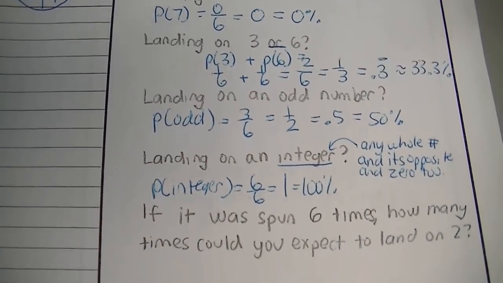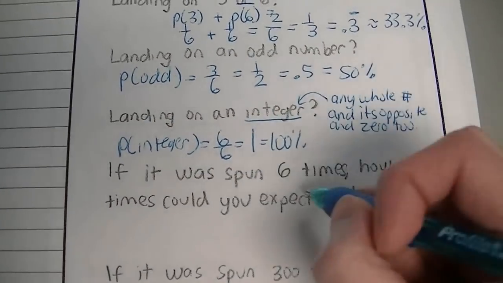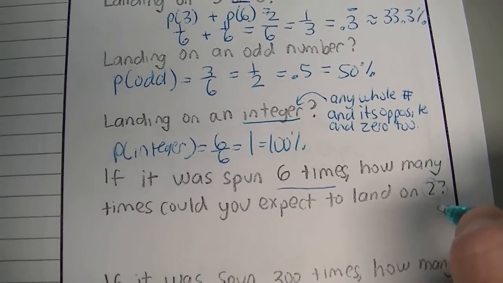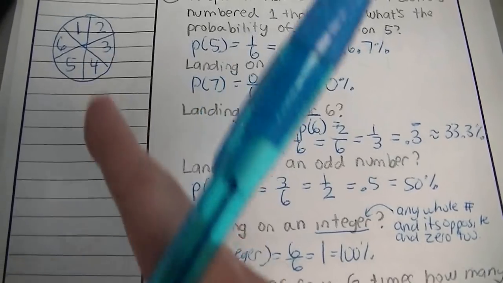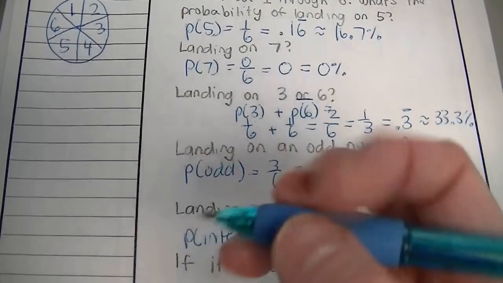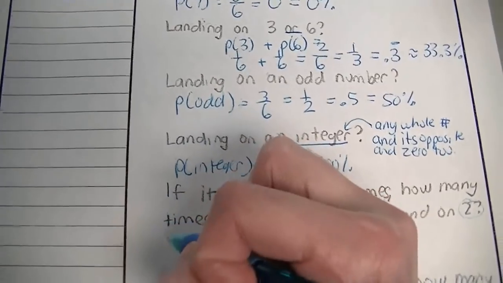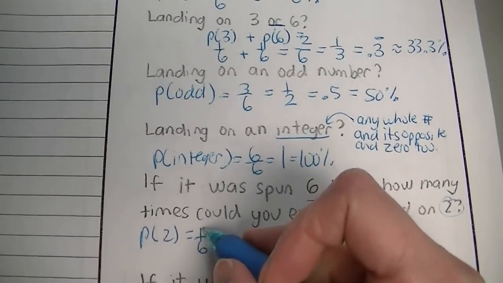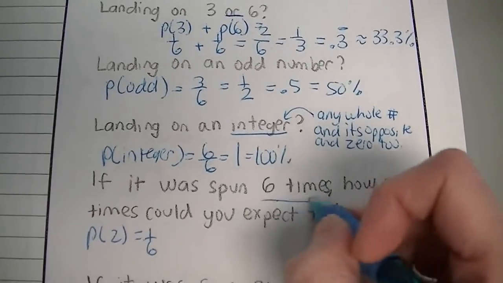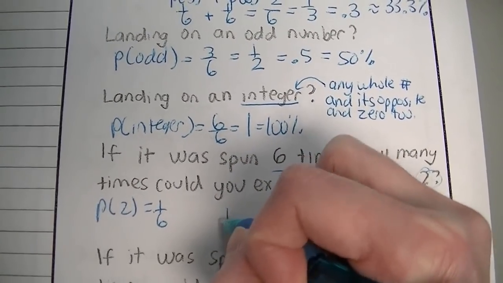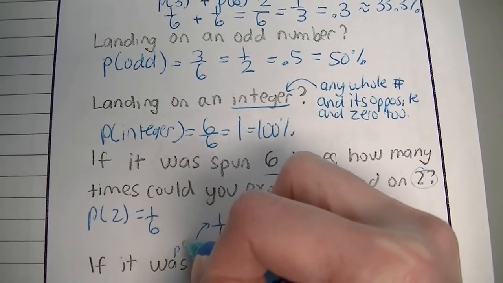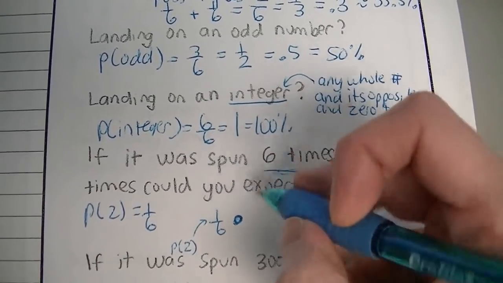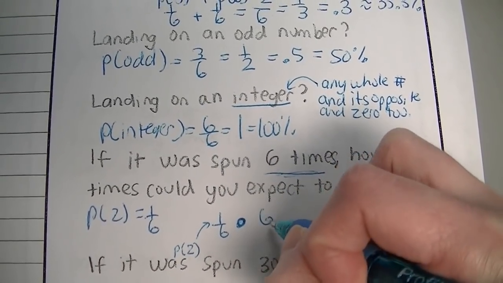Okay? All right. If it was spun 6 times, how many times could you expect to land on 2? Well, let's first figure out, if I spun it 1 time, what's the probability of landing on a 2? It's 1/6. So there's 1 out of those 6 possibilities. Now we're going to spin it 6 times. So we're going to start with 1/6, and again, that's the probability of landing on a 2, times 6 times. 6 spins.